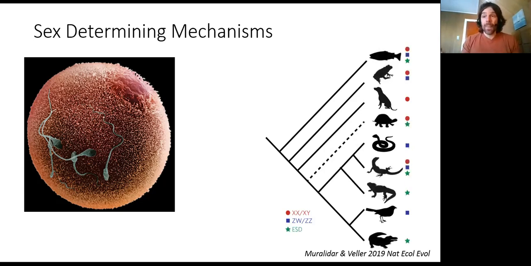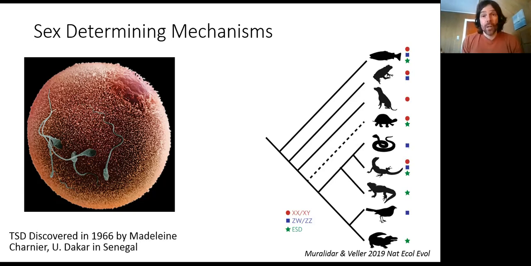So, for example, among fishes, we have the XY system of genetic sex determination, the ZW system of genetic sex determination, and we also have environmental sex determination. That's where, whether or not the species has sex chromosomes, sex is determined during embryonic development by an environmental factor. The most common form of environmental sex determination is temperature-dependent sex determination, which was only discovered in 1966 by Madeleine Charnier from the University of Dakar in Senegal.